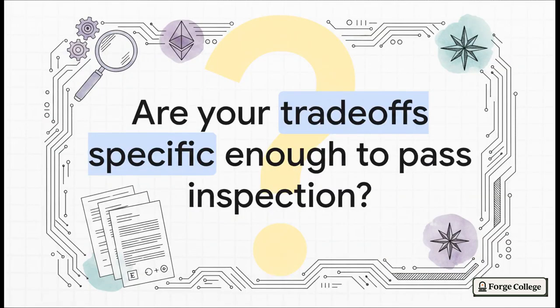So I'm going to leave you with this final provocative question. Are your trade-offs specific enough to pass the final patent inspection? Remember, a well-crafted one-page draft exposes ambiguities and makes peer review incredibly productive. Quantify your costs, connect back to the rubric, and keep it brief.